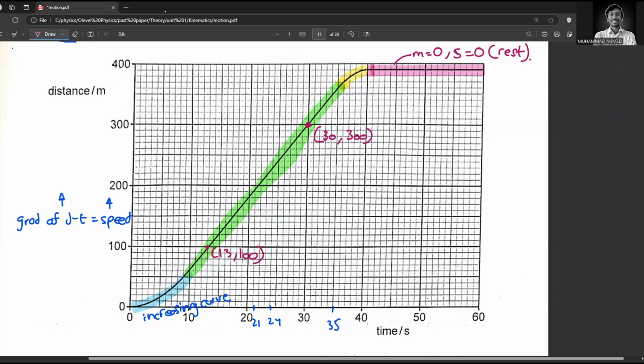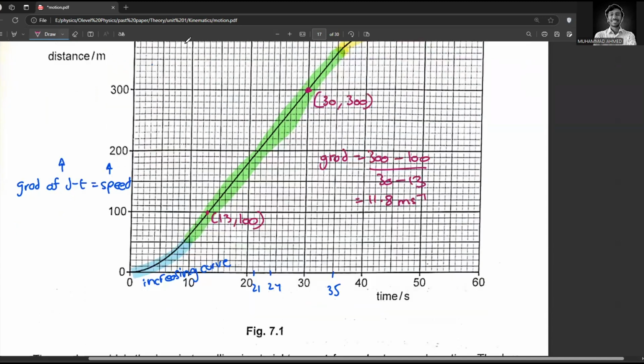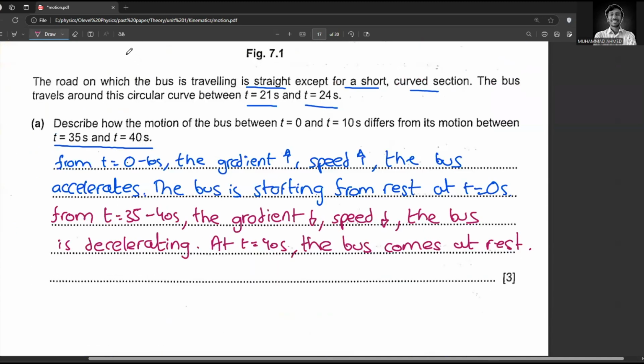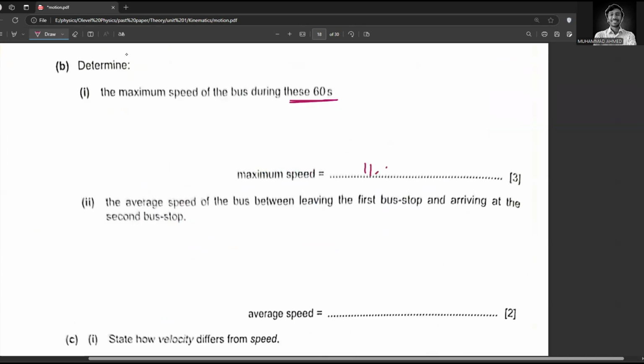You have 2 points. Can you calculate the gradient? Yes, surely you can do that. 300 minus 100 divided by 30 minus 13. This comes out to be 200 divided by 17. The speed comes out to be 11.8 m/s. This is your maximum speed. Let's write it here. 11.8 m/s.